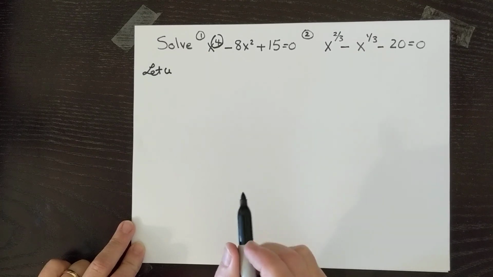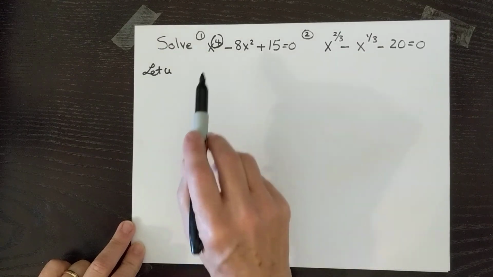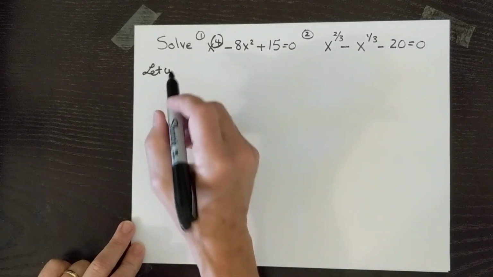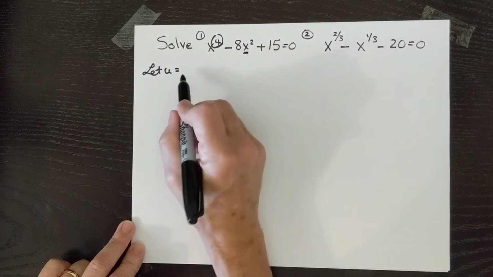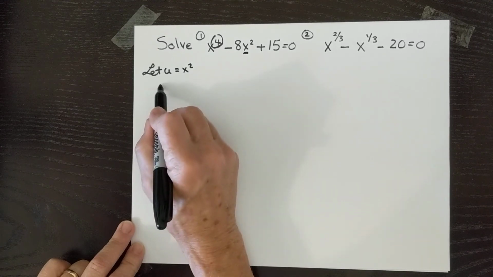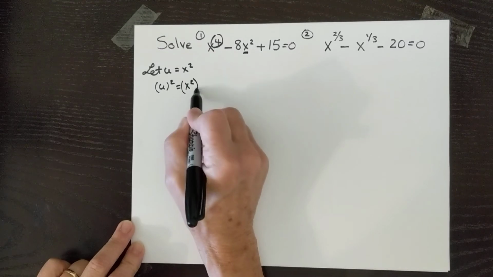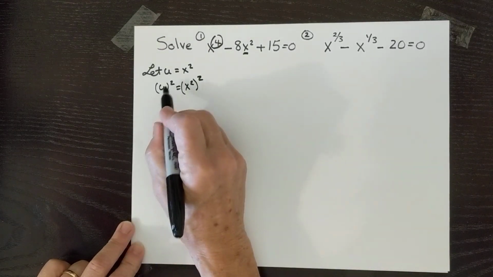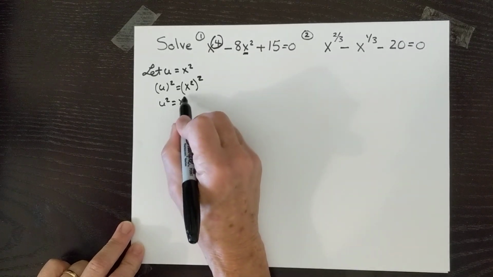Let U equal the middle term, and this is when your expression is written in descending order. So let U equal x squared. And then you would square both sides. All you're doing is seeing if U substitution is going to work. So U squared is just U squared, and x squared squared is x to the fourth.